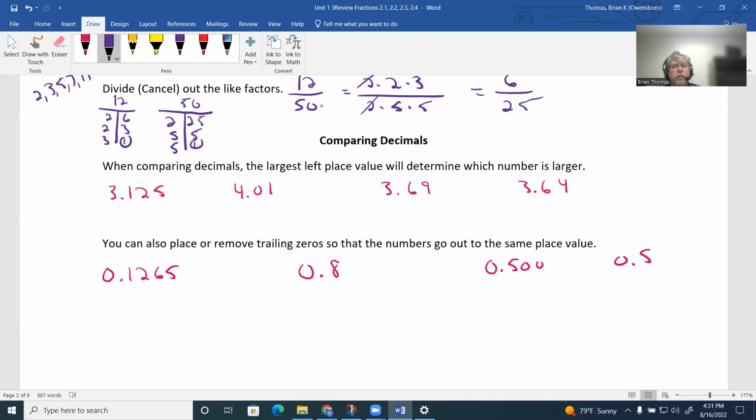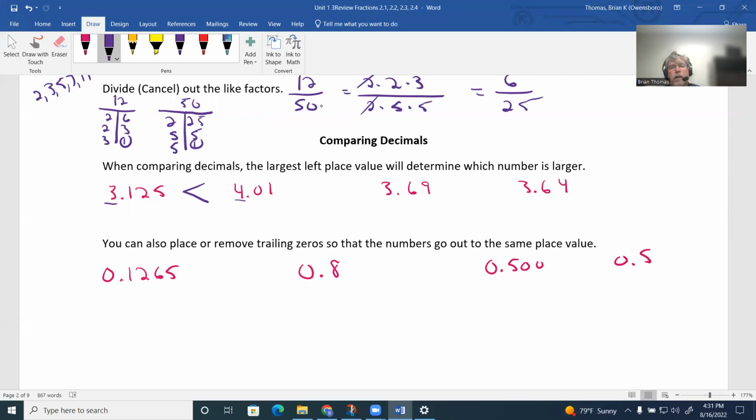So when comparing decimals, the largest left place value will determine the largest number. So notice that if I'm comparing 3.125 to 4.01, notice that the 3 and the 4 is the bigger place value. So that already tells me that the 4 is the greater value. So 3.125 is actually less than 4.01.